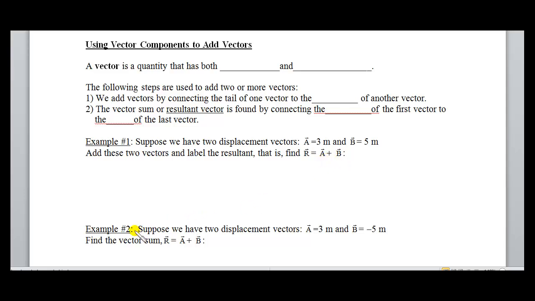In addition, example number 2, suppose we have two displacement vectors, vector A, positive 3 meters, but vector B is negative 5 meters. What's the vector sum? Again, using the two-step process for adding vectors. So push that pause button, and then we'll come back and compare answers.